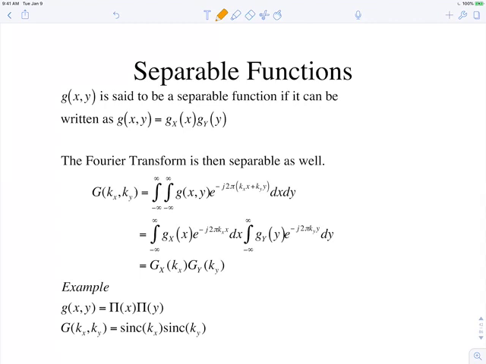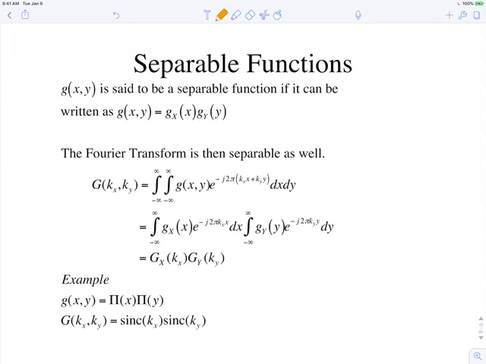Okay. So in the last 10 minutes, we're just going to cover a few of the properties. We probably won't get through all of them, but at least cover some of them. The first thing is understanding separable functions. A function is separable if it's a function of x and y, but can be written as the product of a function of x and a function of y. If a function is separable, then its Fourier transform can be written as the Fourier transform in the kx direction times the Fourier transform in the ky direction.